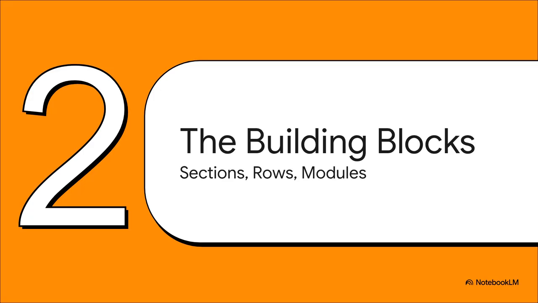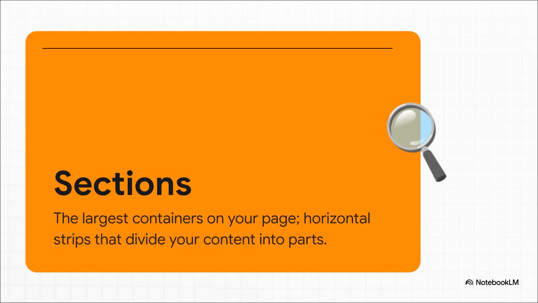Now, before we start clicking around and changing things, we need to understand the blueprint. And here's the cool part. Every single page you see in Divi is built with just 3 core pieces. Once you get how these 3 pieces work together, you'll be able to look at any website and know exactly how it was built. First up, we have sections.